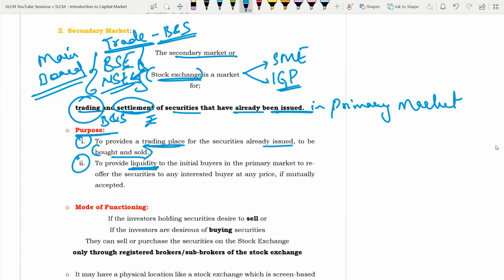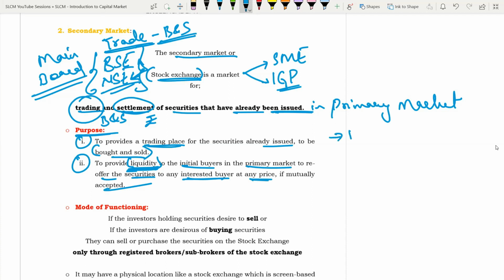The second one is to ensure liquidity, which is one of the most important characteristics of the financial market as a whole, the money market as well as the capital market. So it is very important to have liquidity. It is to provide liquidity to the initial buyers in the primary market to reoffer the securities to any other interested buyer at any price, if it is mutually agreed and accepted. So this is what happens in the secondary market. One, trading takes place, and because trading takes place, it ensures liquidity to the investors of the primary market.